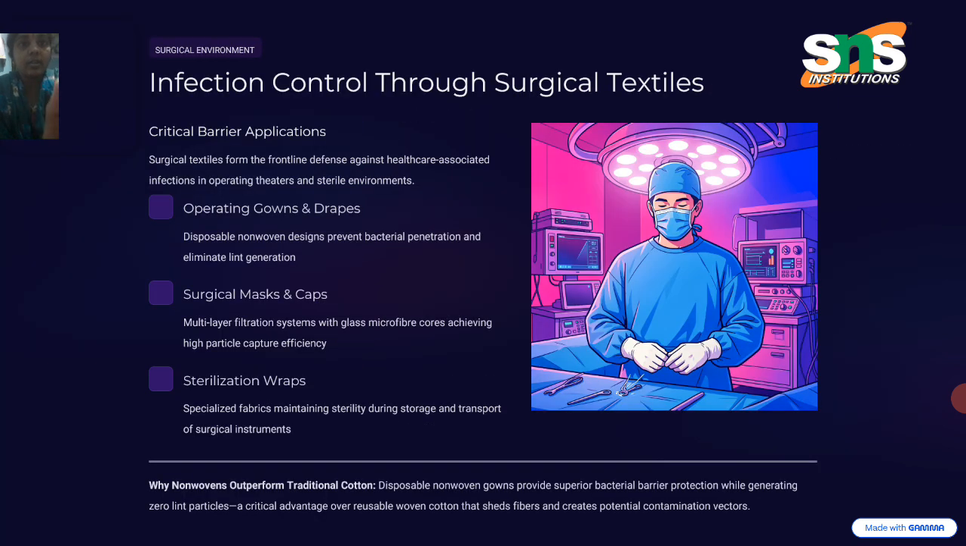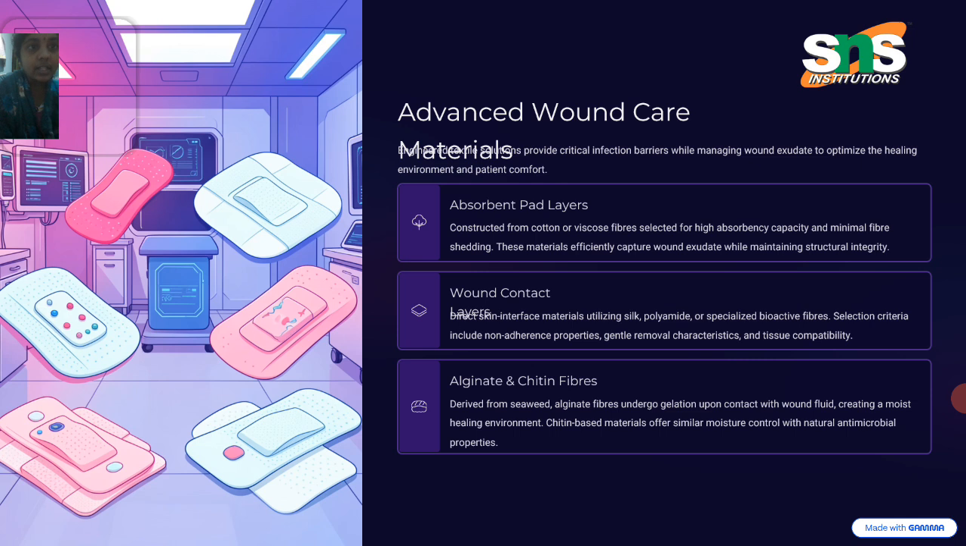advanced wound care. The advanced wound care has absorbent pad layers, wound contact, alginate and chitin fibers. Those are some of the main concepts of advanced wound care. The first one is absorbent pads, that absorb the blood and fluids coming directly from the wounds. The second one is wound contact. If a wound is treated with a textile material, it should have some properties.